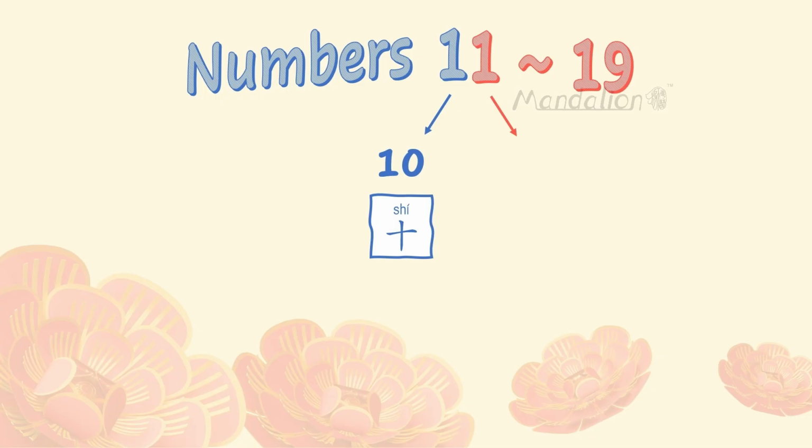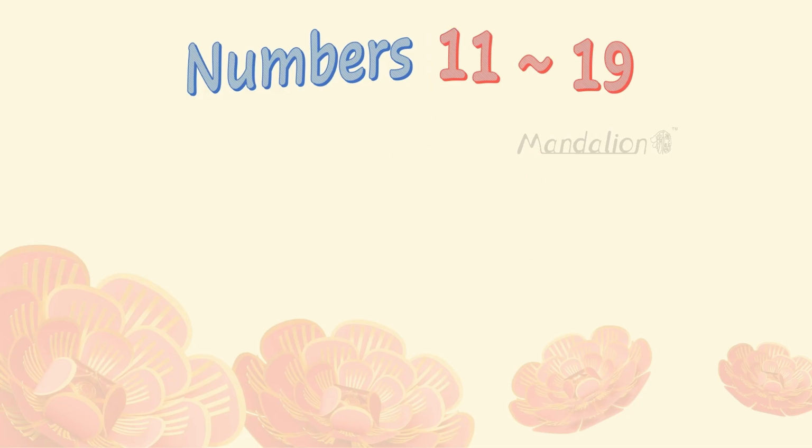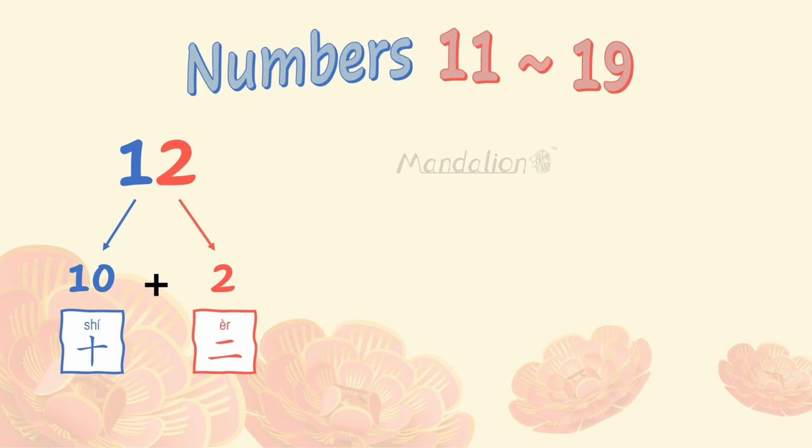So in this case, the number 11 is made up of 10 and 1. 10 is 十 and 1 is 一. So 11 is the combination of 10 and 1, 十一. Applying the same rule, 12 is made up of 10 and 2 ones. So 10 and 2, 十二.